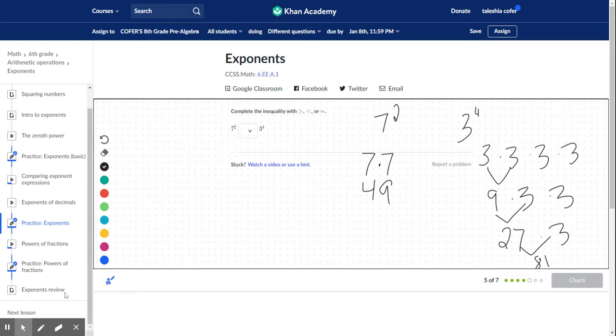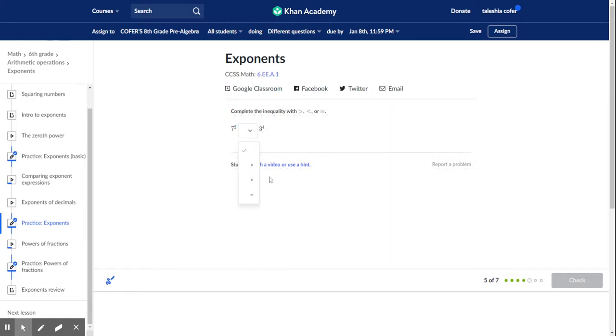So I have to make sure my little alligator mouth here goes that way. The alligator wants the big one, so you make sure that the open mouth part goes to the 3 to the 4th power.